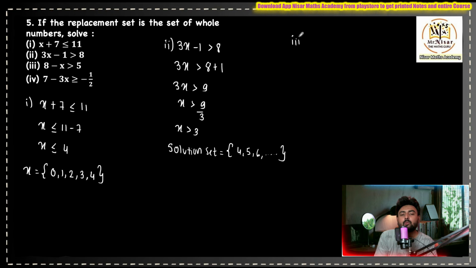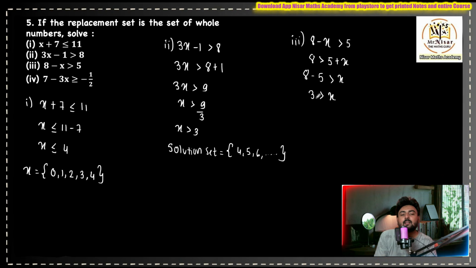Let's solve the third one. We have the third one as 8 minus x greater than 5. So minus x will go to this side, becomes plus x. I should have transferred that plus 5 also towards this side. So numbers one side and variables one side. So we have only one variable here, and 8 minus 5 is 3.